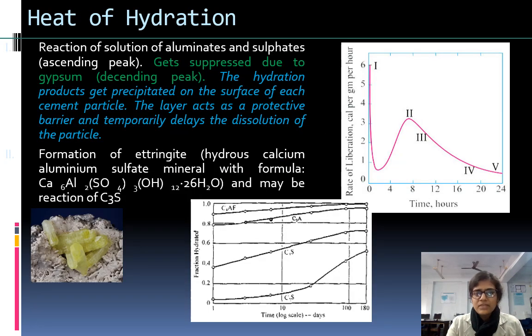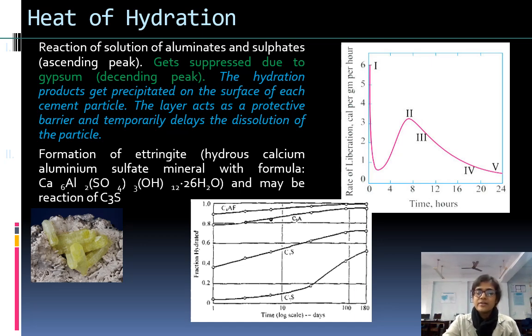So what we understand is that the hydration of cement is liberating a lot of heat, because it is an exothermic reaction. This heat is known as the heat of hydration. Now, if we see the graph on my right side, rate of liberation in calorie per gram per hour against time in hours, the graph shows a peak, then descending, again a peak, and again a descent. So how do we understand this?